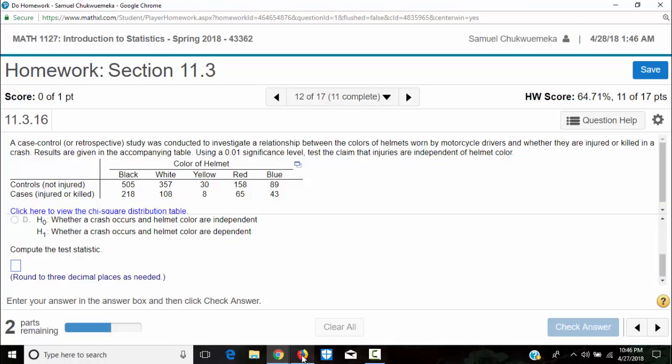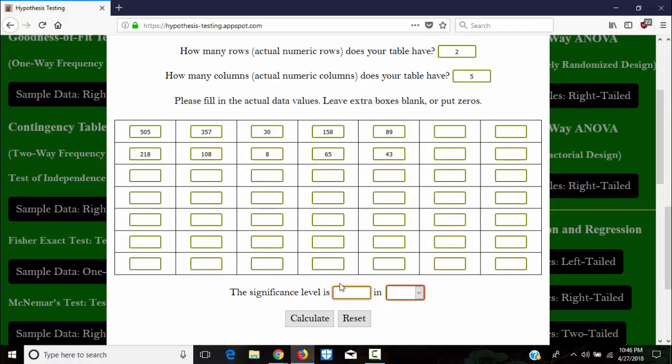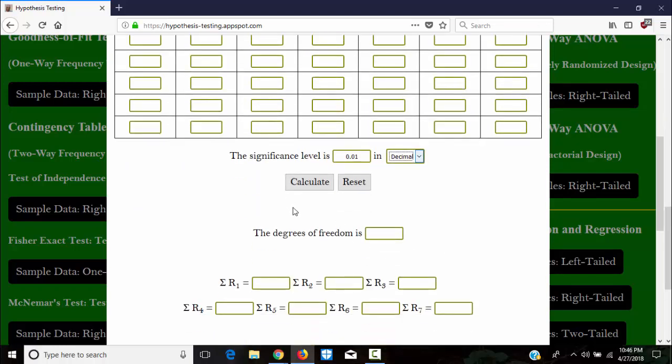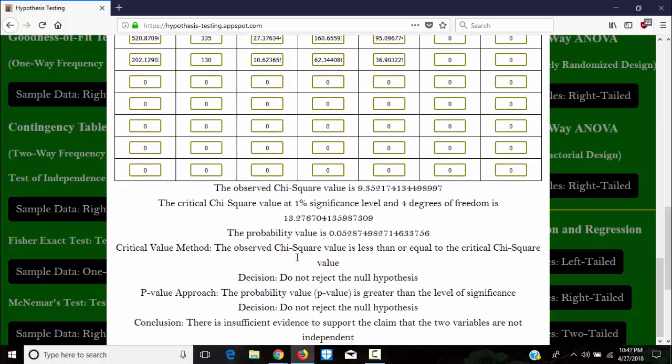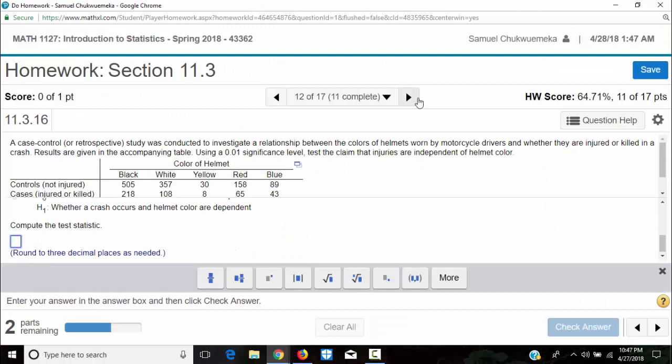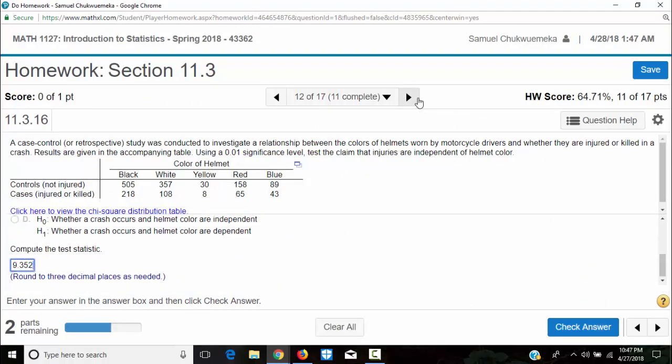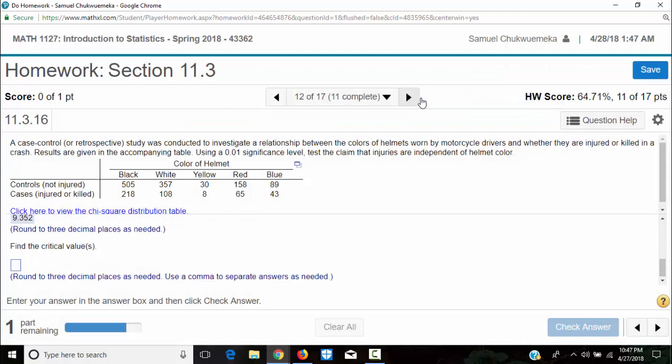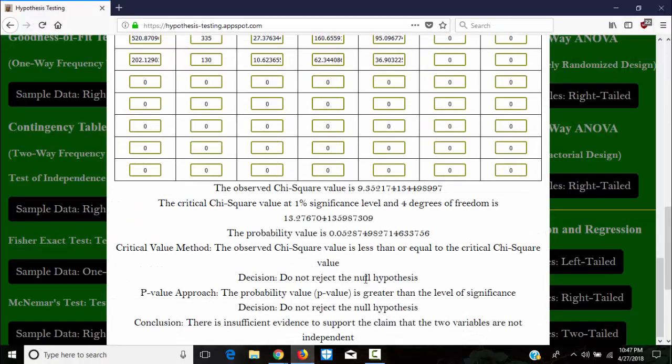Okay. 1% significance level. So you can put 0.01, but put it in decimal. Calculate. The test statistic to 3 decimal places is 9.352. The critical value to 3 decimal places is 13.277.